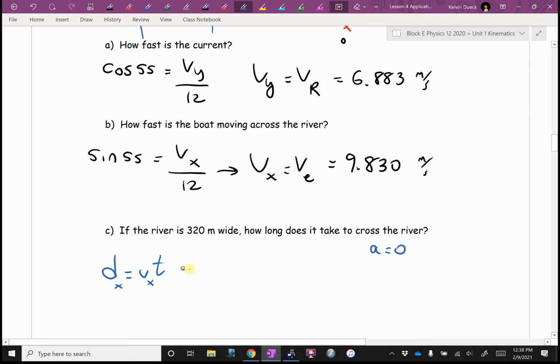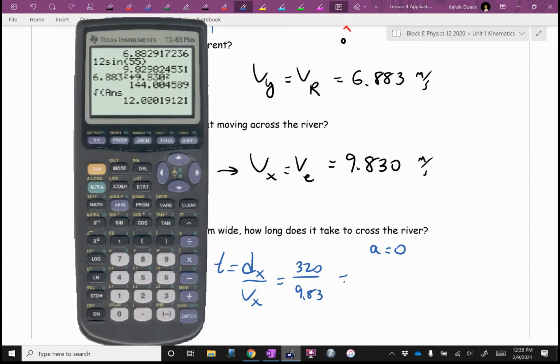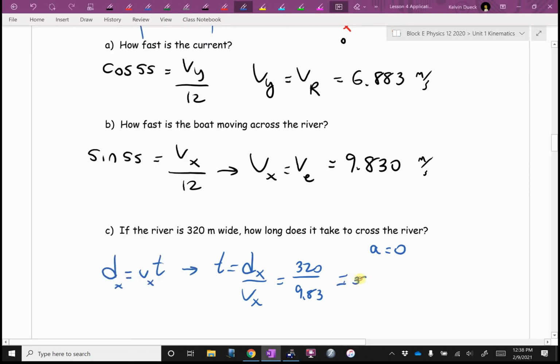How would I get the t by itself, Owen? So it's going to be 320 divided by 9.83. If you have the 9.8298, use your answer button if it's still on your calculator. Mine isn't because I did that error check. You get 32.56. I'll go to 4 sig figs. 32.55 seconds.